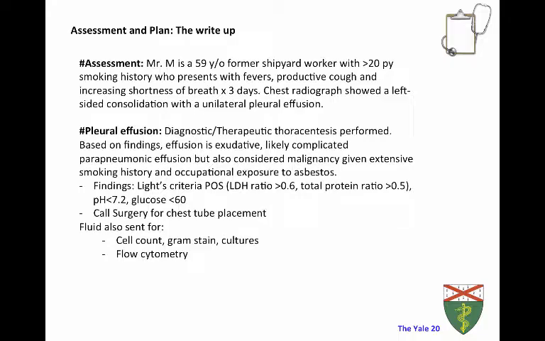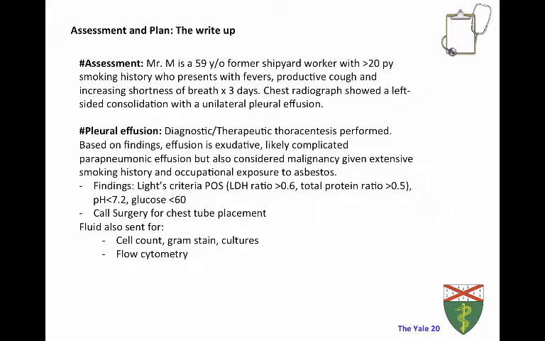And I think what you'll see here is a reasonable write-up of both the assessment and your plan for the pleural effusion. So this hypothetical patient, Mr. M, is a 59-year-old former shipyard worker with a greater than 20 pack-year smoking history who presents with fever, productive cough, and increasing shortness of breath times 3 days. The chest radiograph shows a left-sided consolidation with a unilateral pleural effusion. And your plan for that pleural effusion is based on the diagnostic/therapeutic thoracentesis that you have performed.